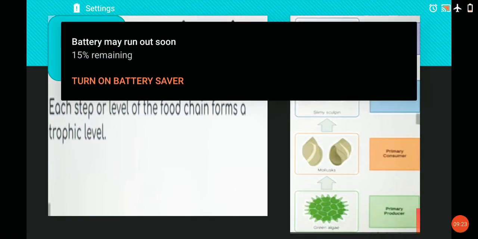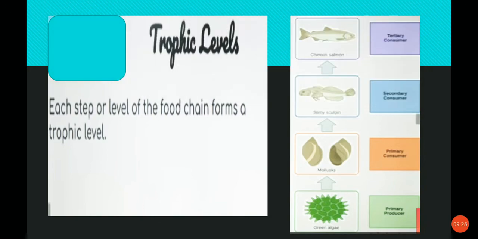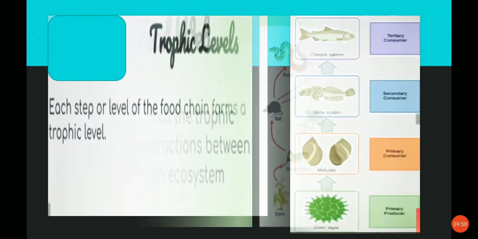Carnivores, like with examples. In this class, whatever question they ask, you have to answer with examples, then it would be so nice. So here green algae is eaten by molluscs. Molluscs are eaten by some of the fishes here, and these fishes are eaten by big fishes. So like this, this is one type of food chain.